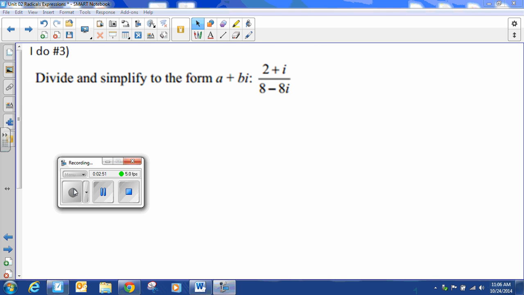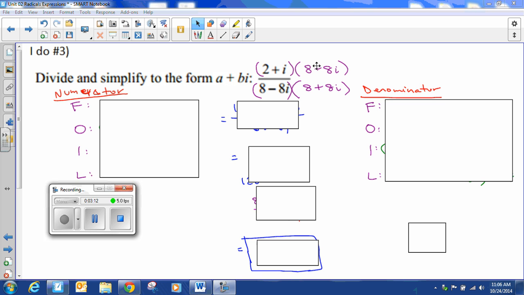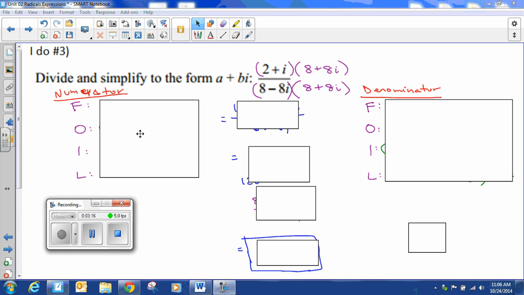Number 3, divide and simplify to the form a plus bi. This expression, 2 plus i over 8 minus 8i. As you can see, we have an i in the denominator, and therefore we must rationalize the denominator by multiplying by the conjugate. The conjugate is 8 plus 8i. We must multiply the numerator and denominator, so we have 2 FOIL problems. Let's FOIL the numerator first.